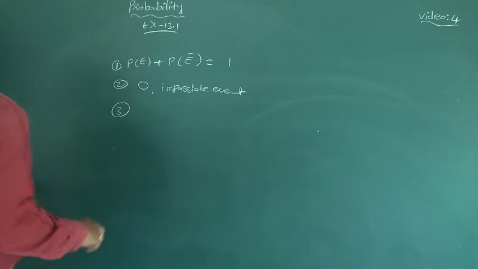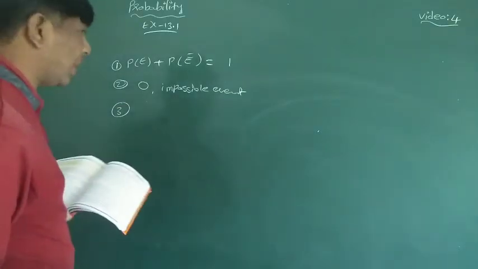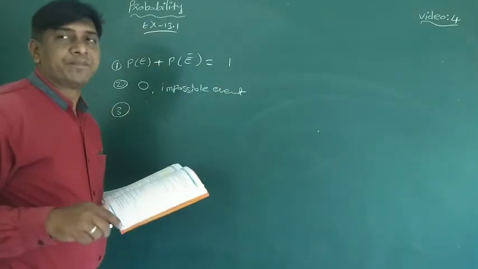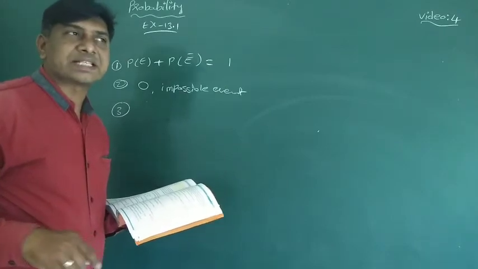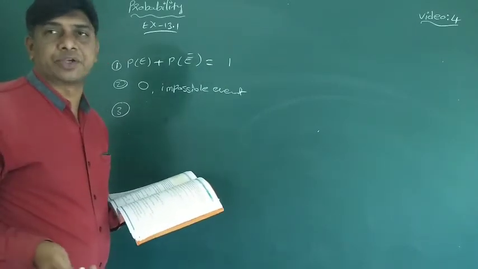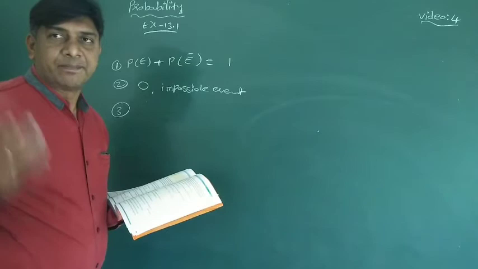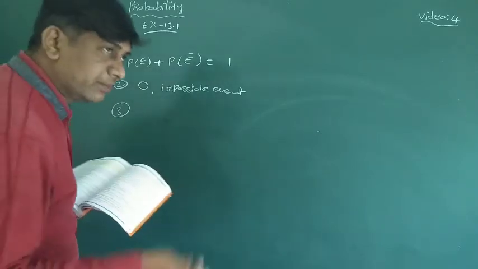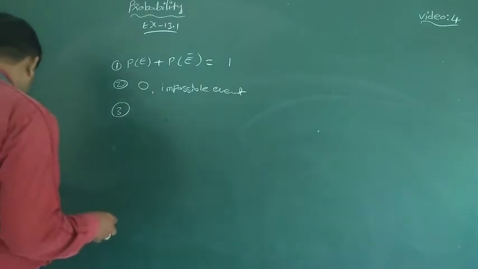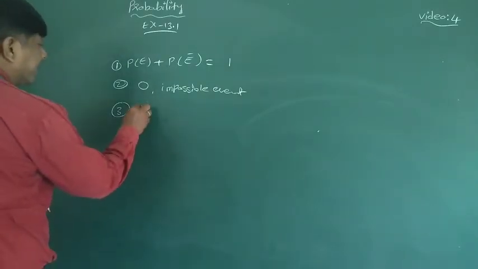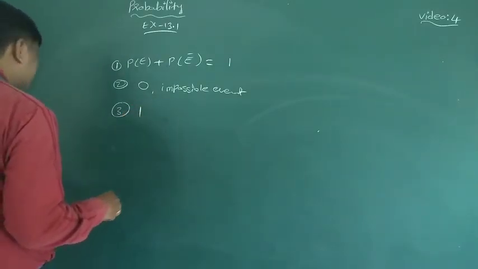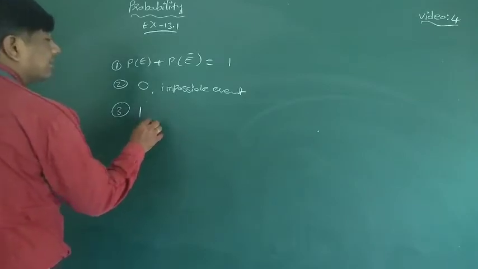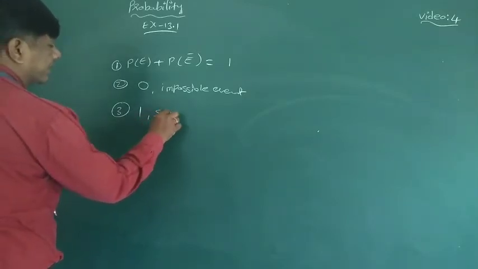Next one. The probability of an event that is certain to happen. Definitely it will happen. You go to a bookstall and ask for a book, definitely you will find a book. You are not asking for a pen, sugar or any other things. In a bookstore, books only are available, so that definitely happens. So it's 1. And such an event is called a sure event.